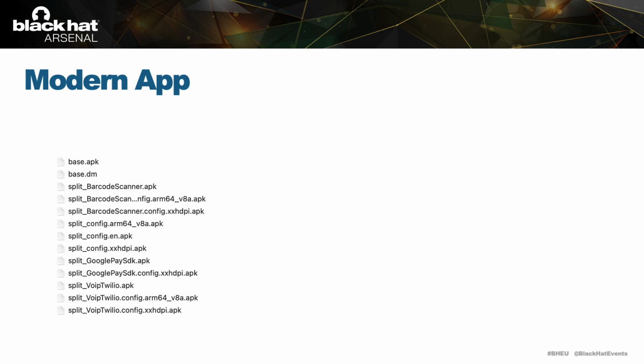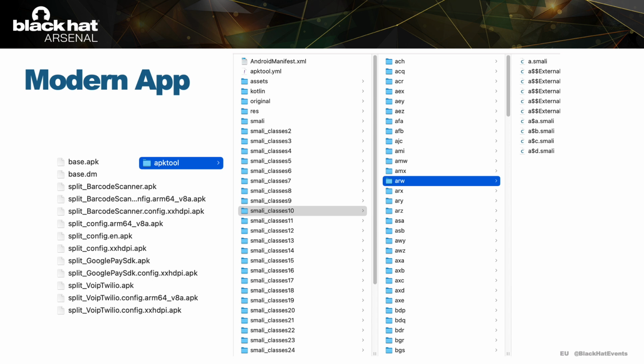Modern apps are way more complex. They have many APKs, it's way more challenging to analyze them. APK tool helps us to see what's inside the app. We find many directories called Smali classes. Each one corresponds to a decompiled Dex file.